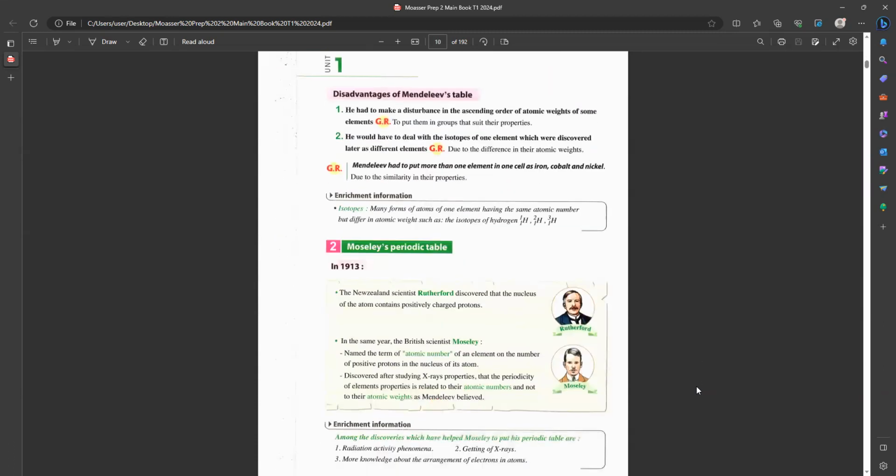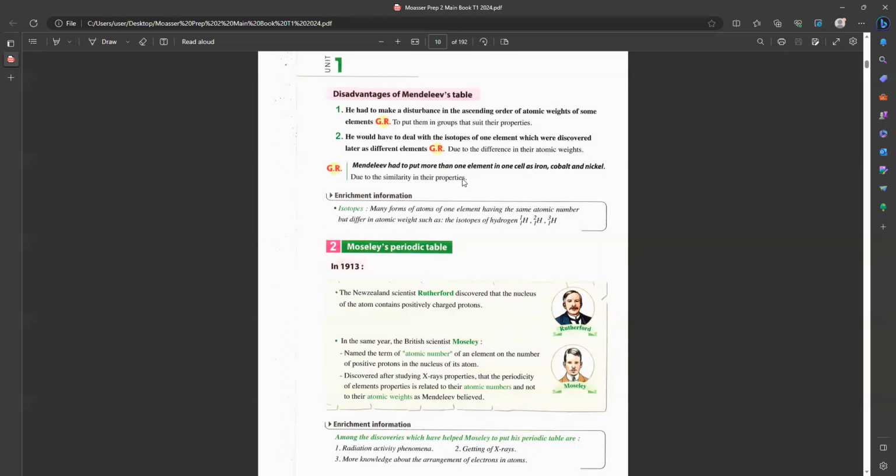And the third advantage of Mendeleev: he arranged some elements in ascending order of atomic weight, putting them in groups that suit their similar properties. He treated some isotopes as one element, which were discovered later and are different because they differ in atomic weight. He put more than one element in the same cell, like iron, cobalt, and nickel, because they were similar to him in their properties. This was all about Mendeleev's periodic table.